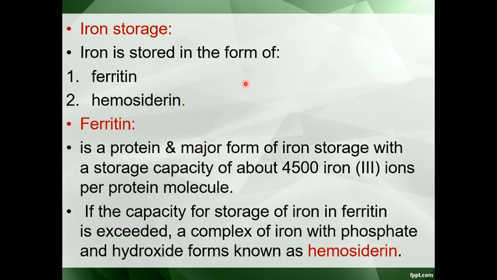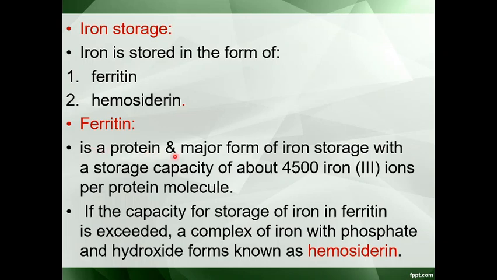Iron storage. Just now I told you that iron is stored in the form of ferritin and hemosiderin. These are the proteins which store iron. Now we'll see the details of these two proteins, because in the lecture you will come across these terms often. So, memorize them: ferritin, transferrin and hemosiderin.